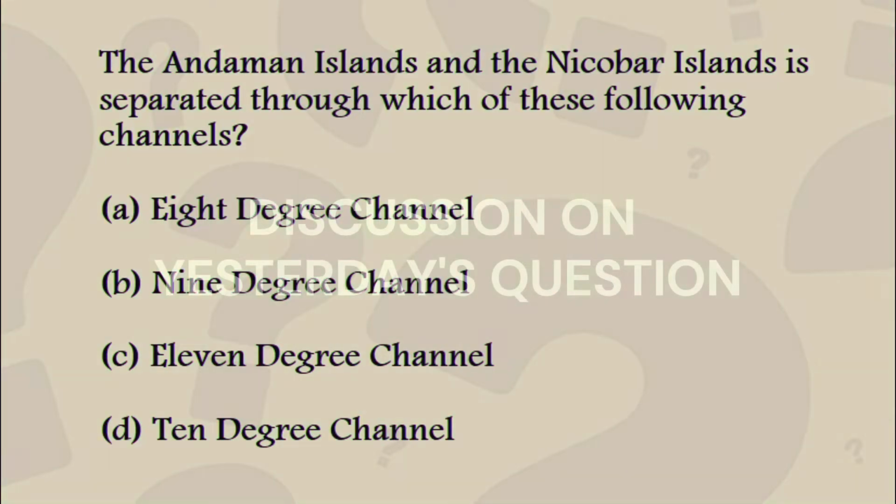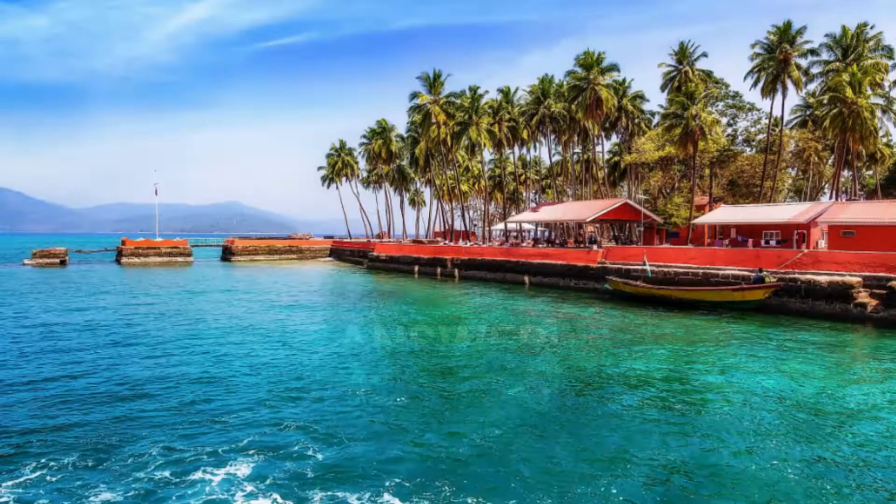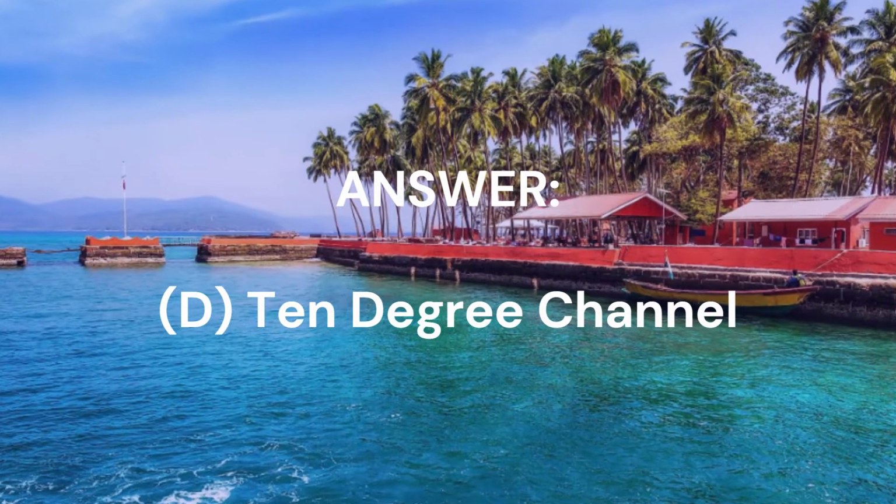The Andaman Islands and the Nicobar Islands are separated through which of the following channels? A. 8-degree channel. B. 9-degree channel. C. 11-degree channel. D. 10-degree channel. The correct answer is D.